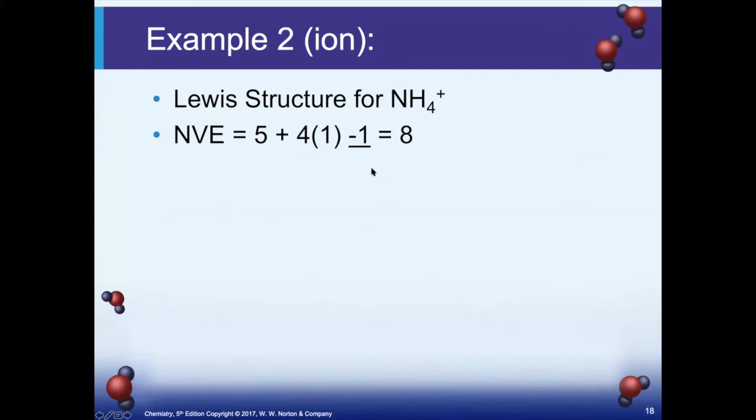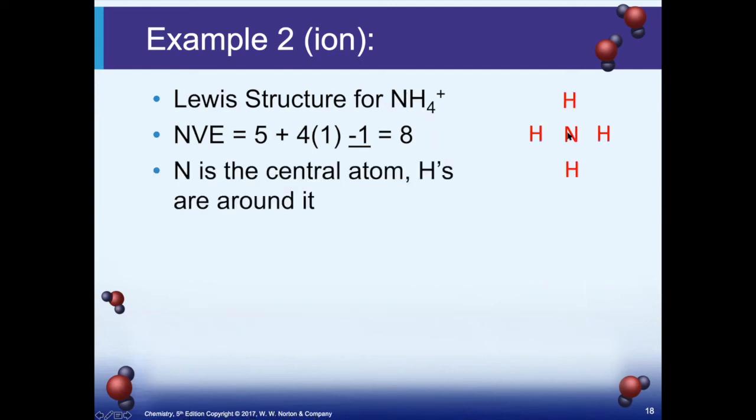So the next step is I need to pick a central atom. So once again, it's pretty obvious here. I've got 4 hydrogens and 1 nitrogen, so I'm going to pick nitrogen to go in the middle. But also nitrogen has a bonding capacity of 3. Hydrogen always goes on the periphery. So I'm going to put nitrogen in the middle, and I'm going to surround it with the 4 hydrogens, okay?